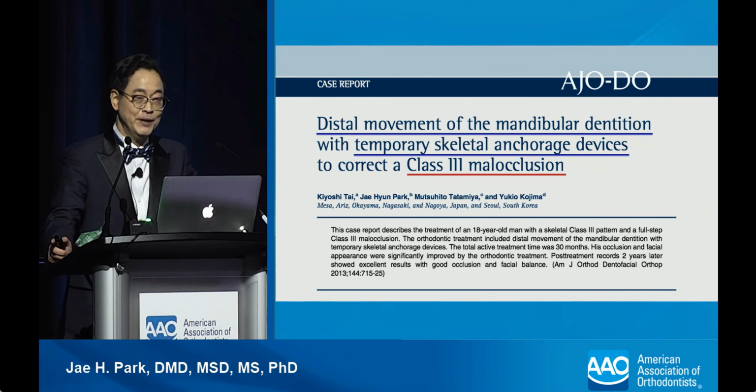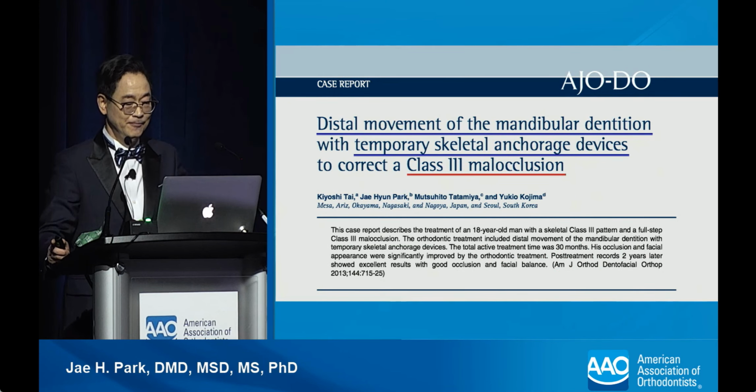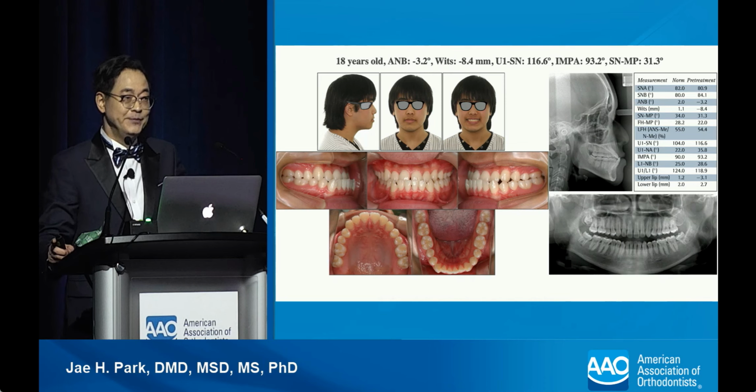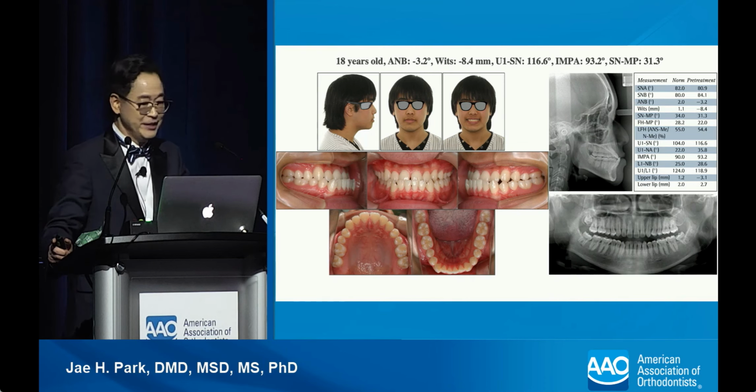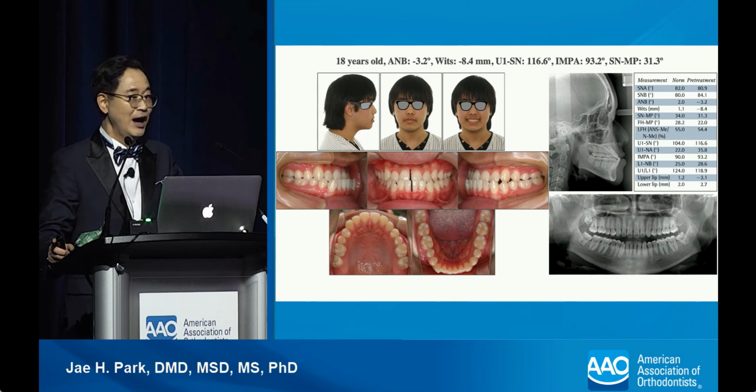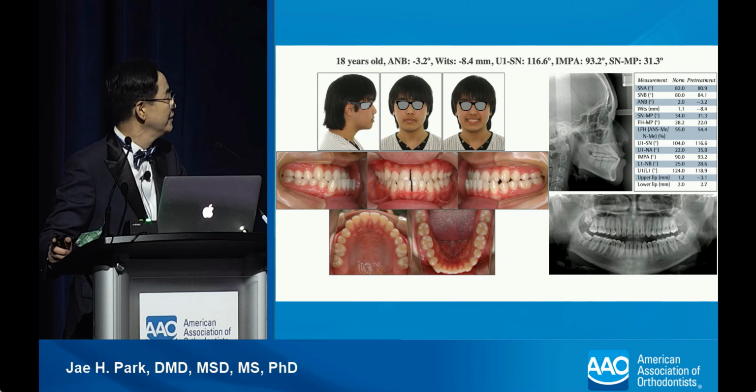Our case was published in the AJODO. He had a class 3 with minus 8.4 millimeters, proclined upper incisors, anterior and posterior crossbite, and midline deviation. How would you treat this case?